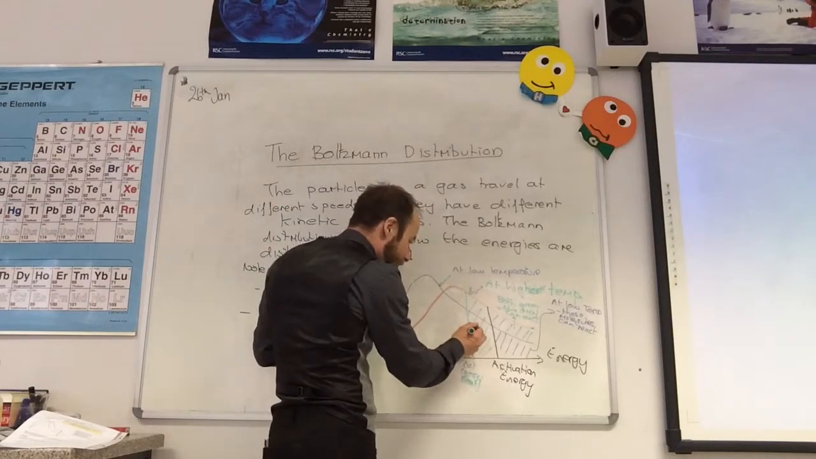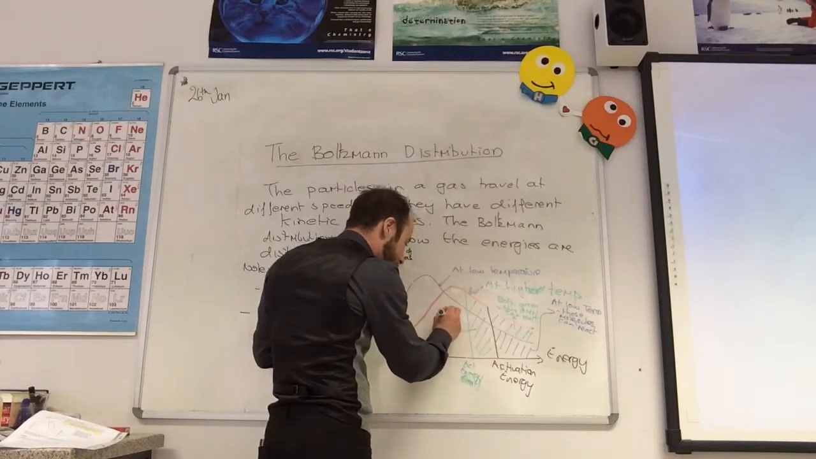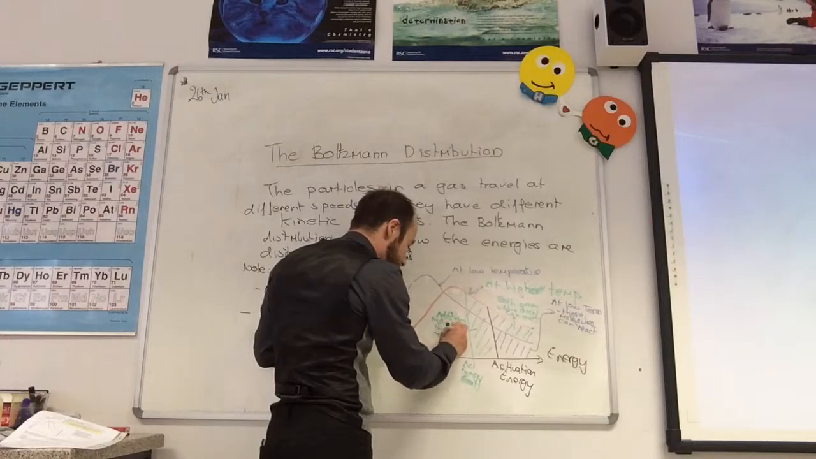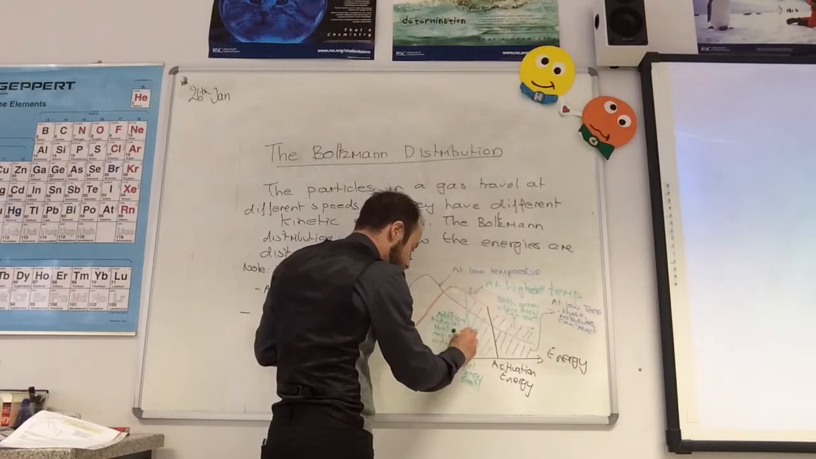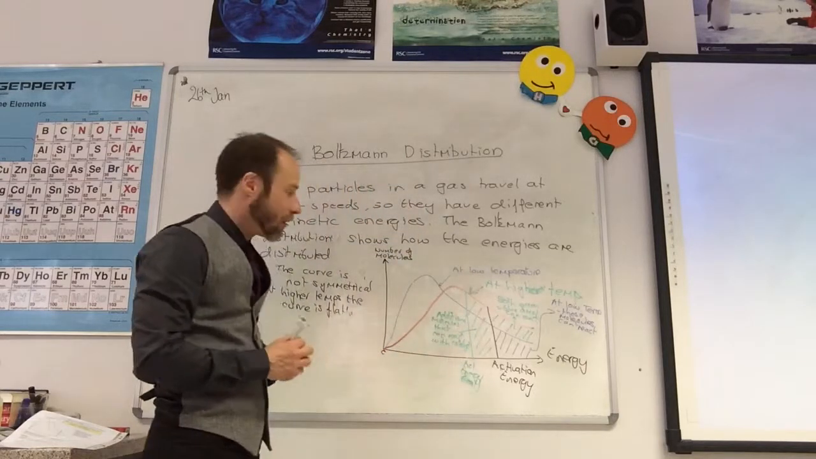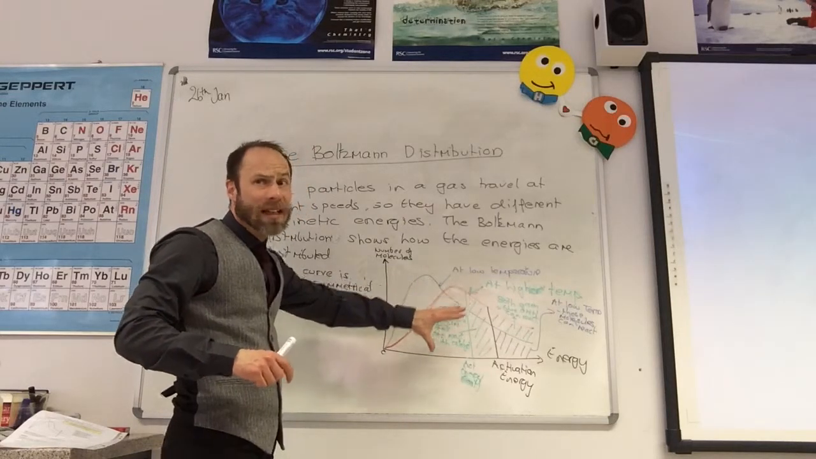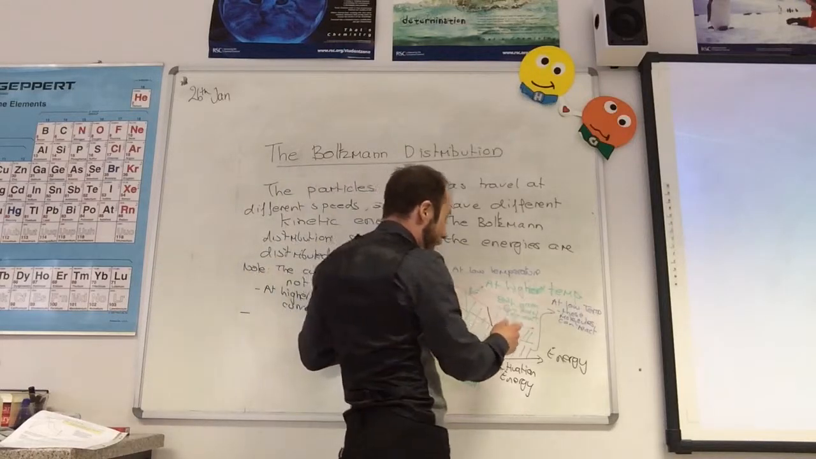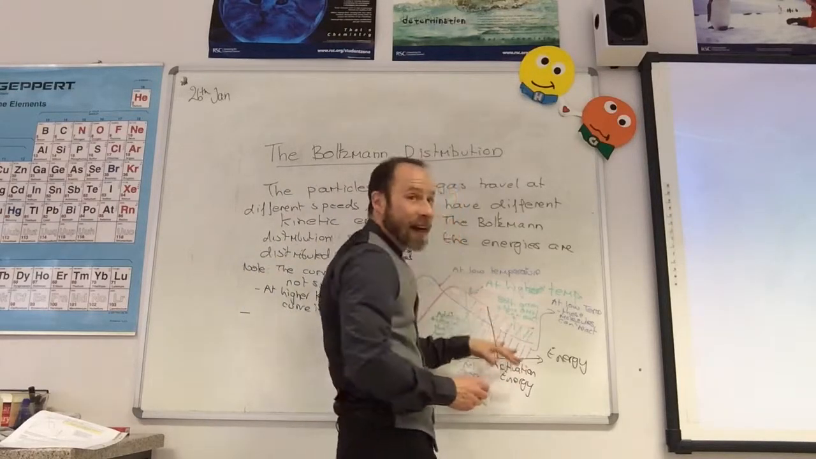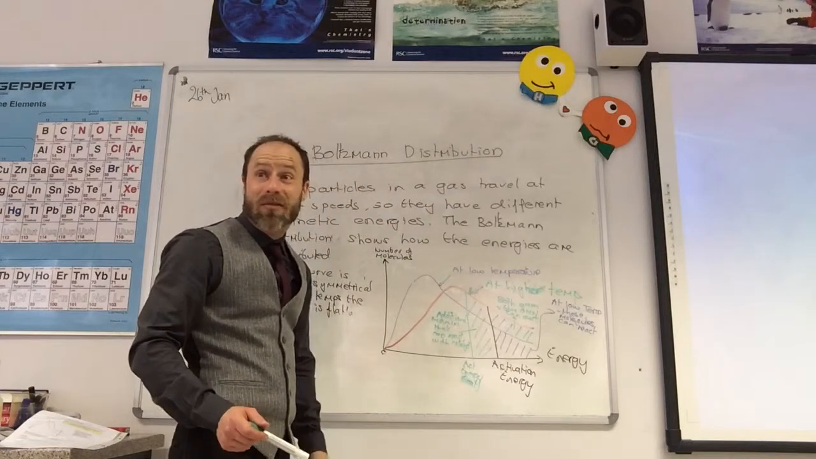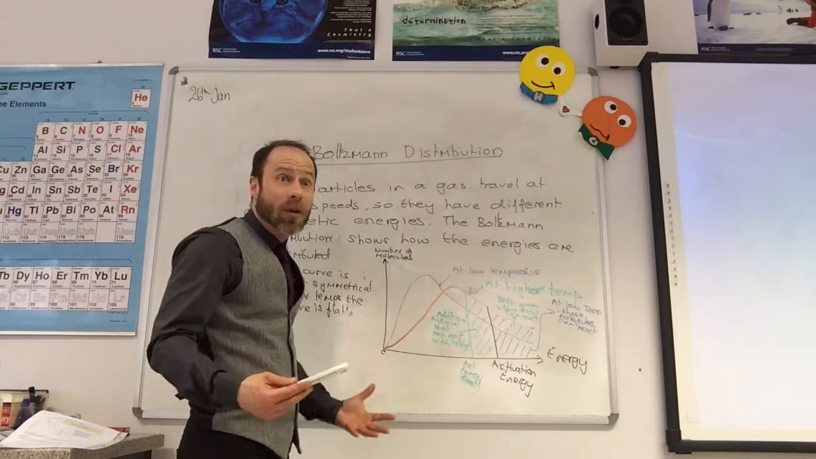So this area represents the additional molecules that can react with a catalyst, like so. So the Boltzmann distribution is able to explain really clearly how temperature changes the rate of reaction and how a catalyst changes the rate of reaction as well, in terms of the number of molecules that can react.